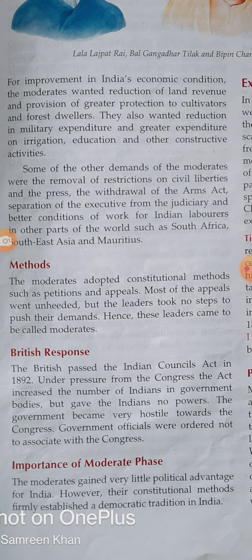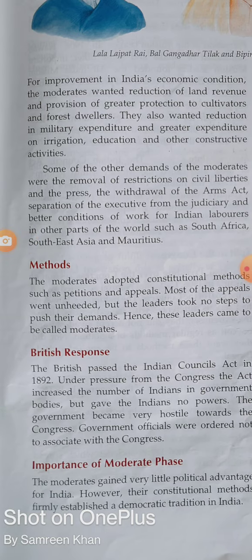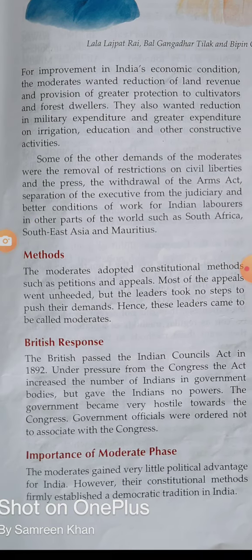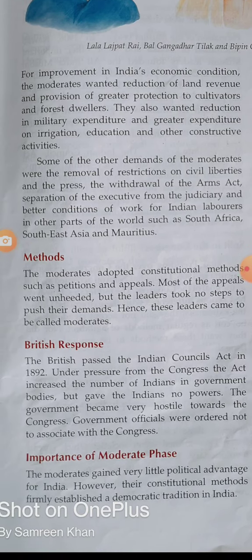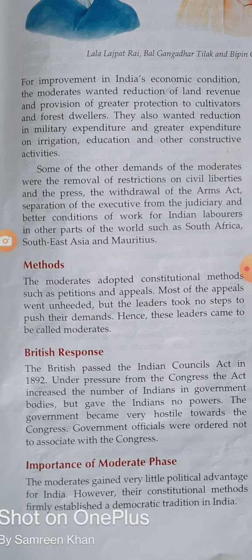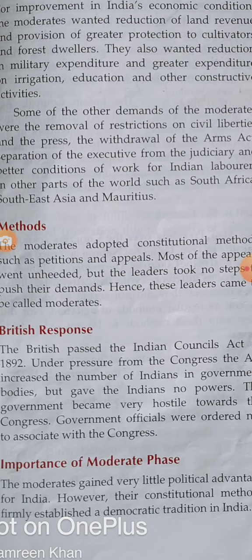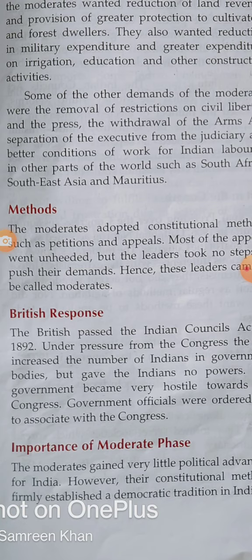The government became very hostile towards the Congress. Why? Because when the Congress party made the Indian National Congress, they started having their own demands. They started using different methods which were not liked by Britishers. Government officials were ordered not to associate with the Congress. If Congress leaders come and ask for help, you should not help, otherwise strict actions will be taken against the government officials working under the British government.